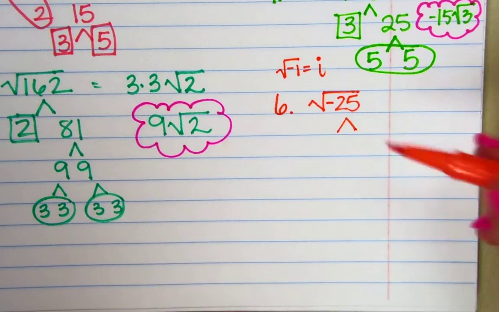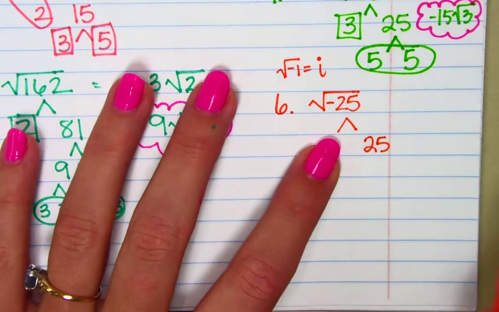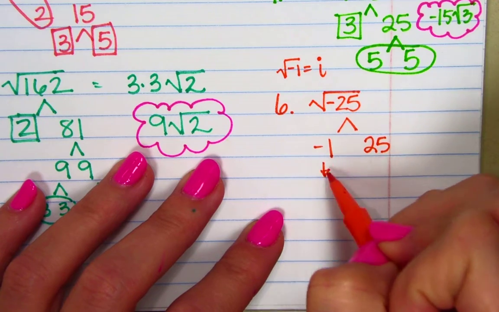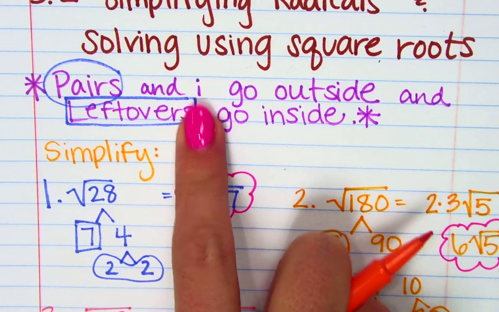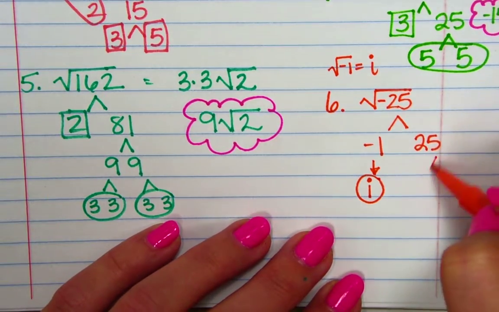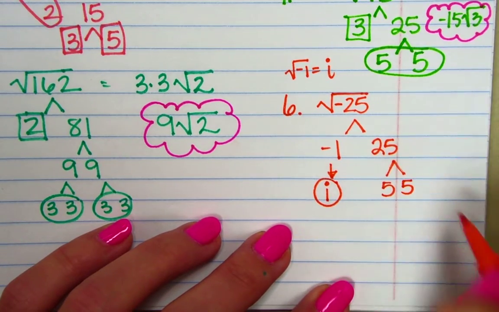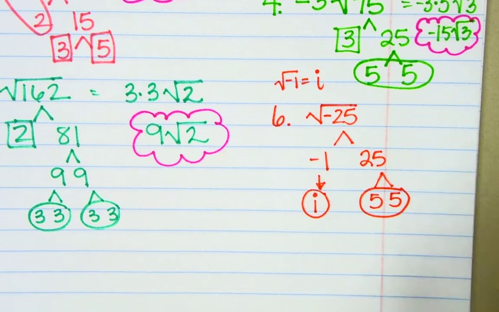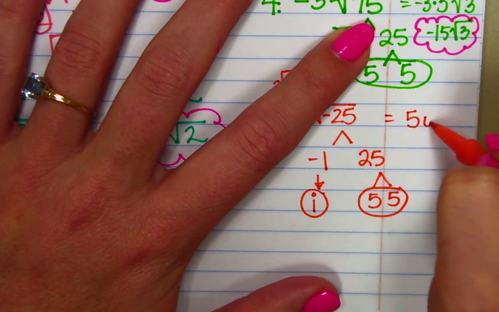Okay, so negative 25 is negative 1 times 25. Now we can do 25. The square root of negative 1 is I. And that's why up here we said pairs and I go outside. I goes outside because we took out the imaginary number. And 25 is what times what? 5 times 5. So that's a pair of 5s. All right, so here's a good example. We don't have any leftovers. So our answer is just going to be 5I.